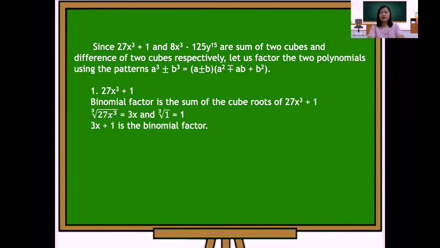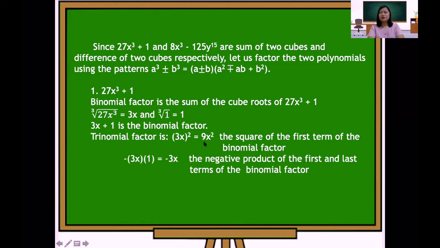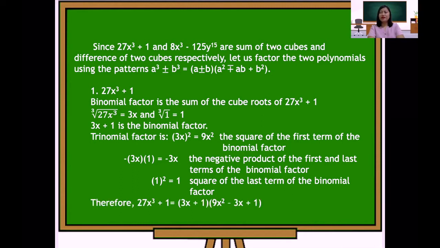To get the trinomial factor, we square 3x. We have 9x squared. 3x times 1 is 3x. And we get the opposite, so we have negative 3x. We also square 1, so it is equal to 1. Our trinomial factor is 9x squared minus 3x plus 1. So the factored form of number 1, we have 3x plus 1 and 9x squared minus 3x plus 1.